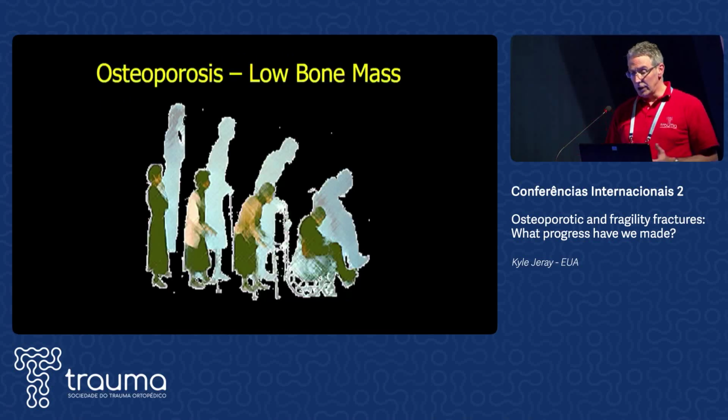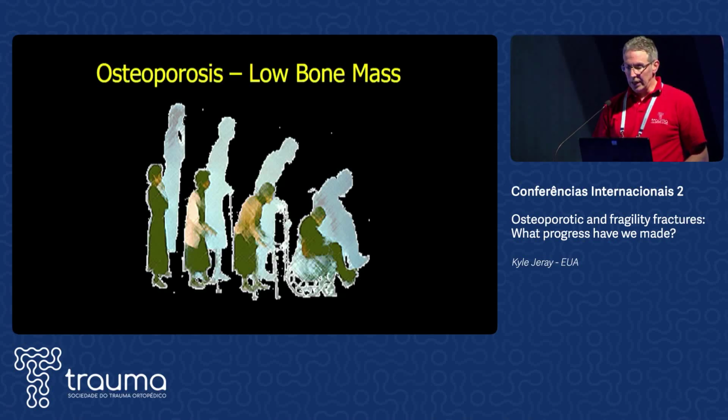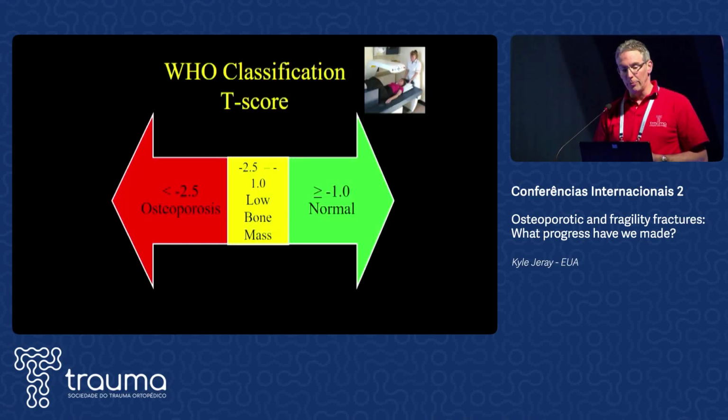So osteoporosis in a nutshell is low bone mass. So it's normal bone, it's just not enough of it. And we certainly see that as our patients age. This is the typical score that we use. We used to use a Z-score, now we use a T-score. A T-score of minus 2.5 or greater tells you have osteoporosis.